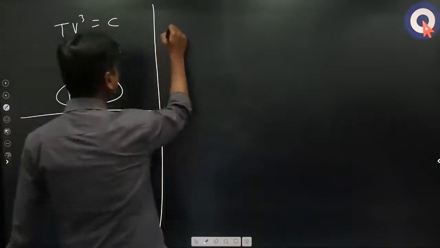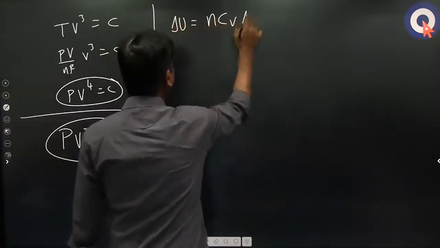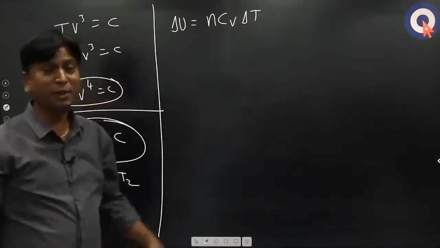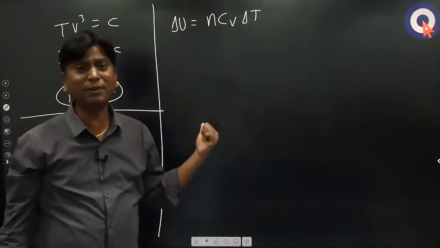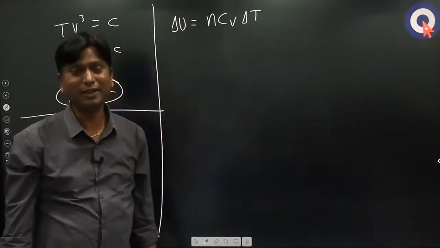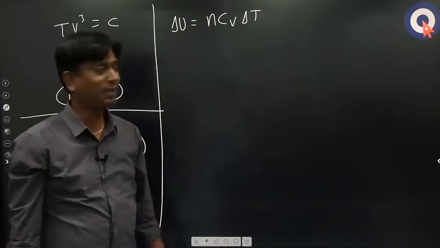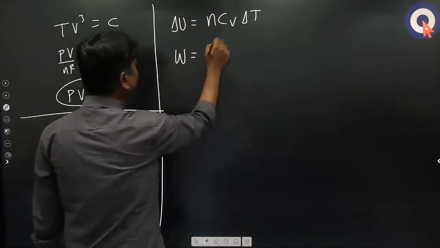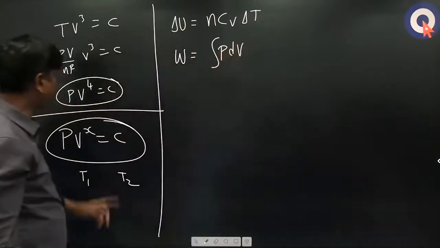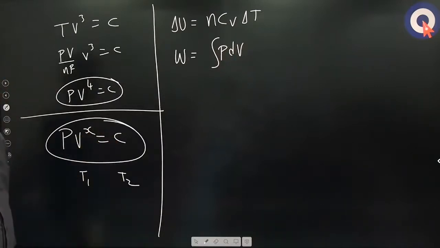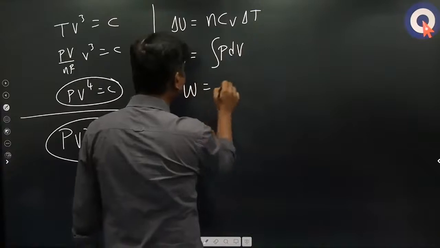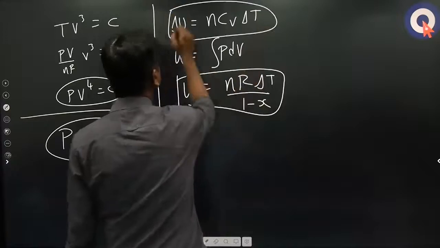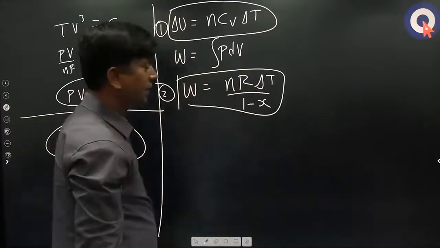Change in internal energy is always equal to nCv delta T for any process, including PV power x equal to constant. When temperature changes, internal energy will change, because whatever we are seeing in thermodynamics, the first law, is only for a closed system, right? As long as it is a closed system, the number of moles is the same. Similarly, work done is always the integral of P dV. And if you are able to write PV power x equal to constant, when the temperature changes from T1 to T2, this can also be written as nR delta T by 1 minus x.